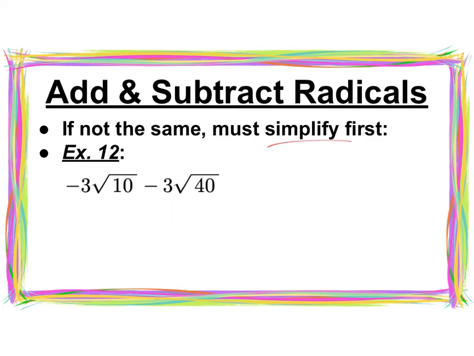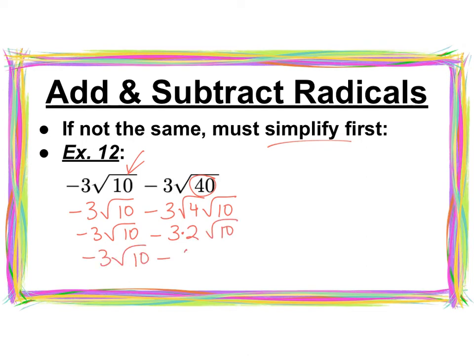Subtraction, we need to simplify first. 10, that can't be simplified anymore, but 40 can. So I'm just going to carry my first part down. And then 40 can break up into the square root of 4, the square root of 10. And then I have 3 times 2, because the square root of 4 is 2.